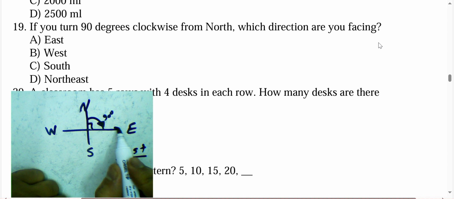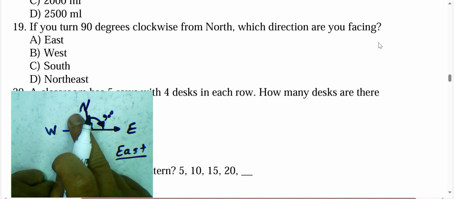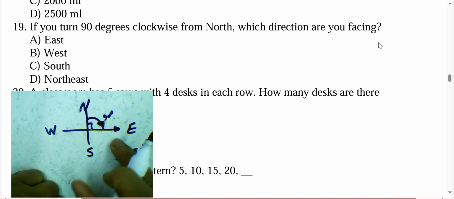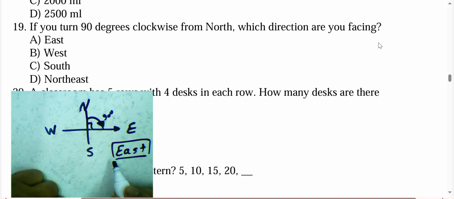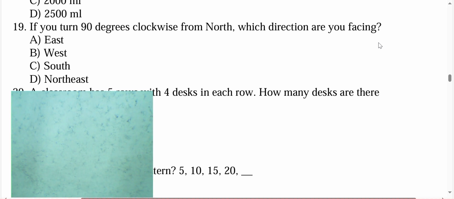First north, south, east, west. We will go to the east. Okay, the result here will be letter A, going to the east.